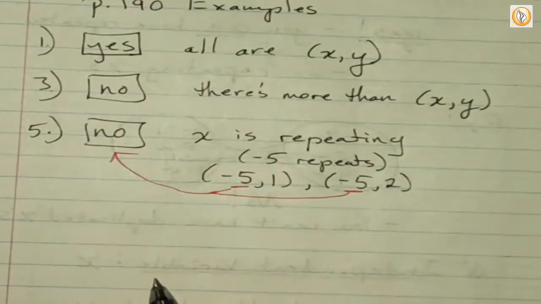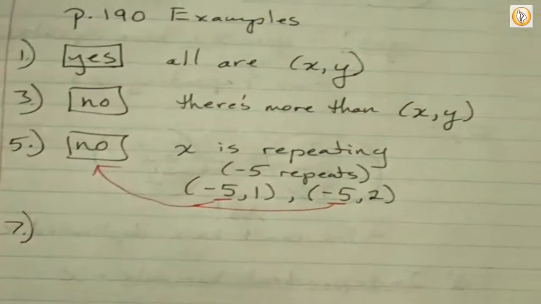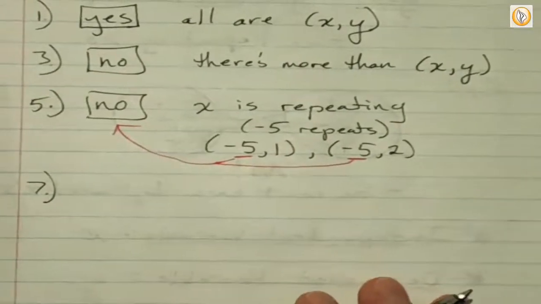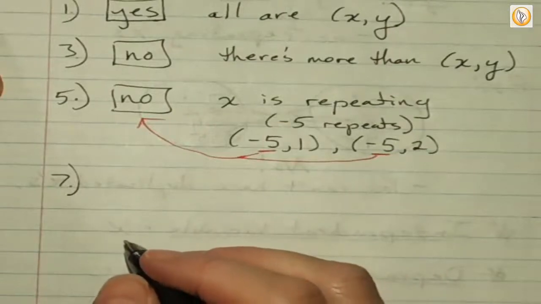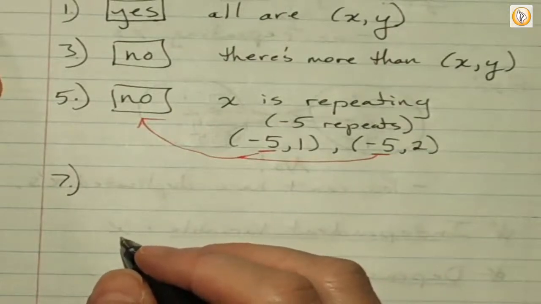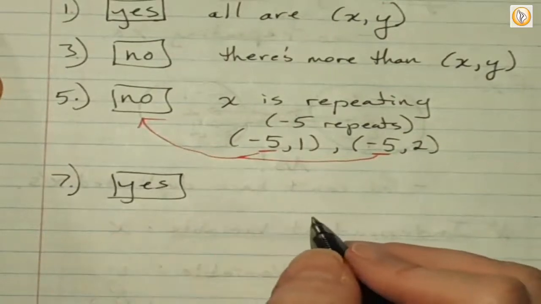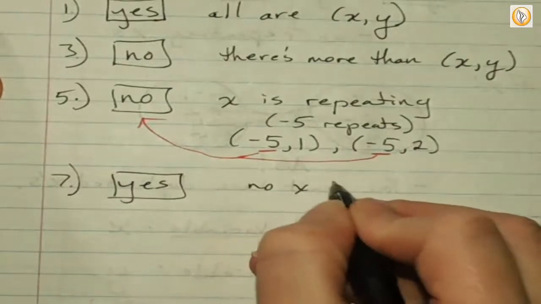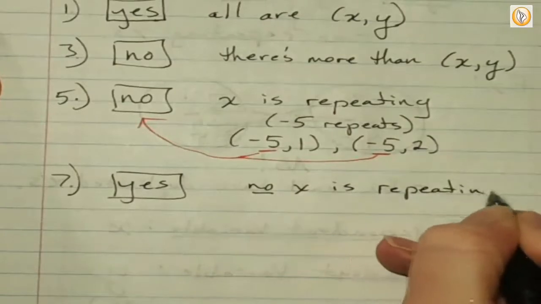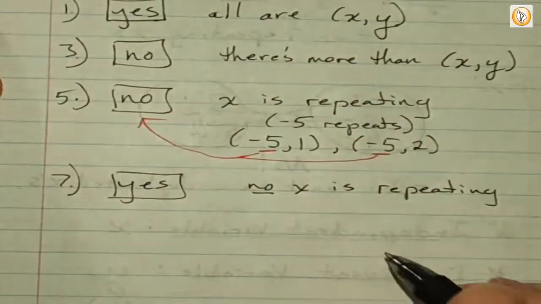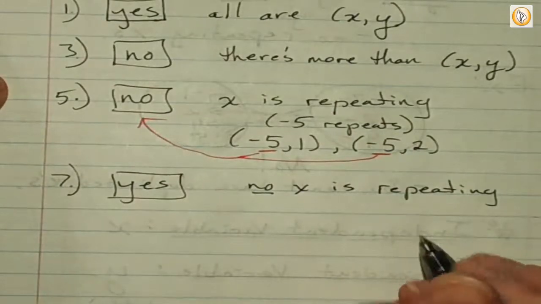All right, number 7. Cecilia. That's right, sit up. Number 7. Is that a function? Yep. She is correct. How come? No, X's are repeated. Perfect. No X is repeating. Now, when you write your answers for homework, you don't have to give explanations. This is for notes purposes, okay?